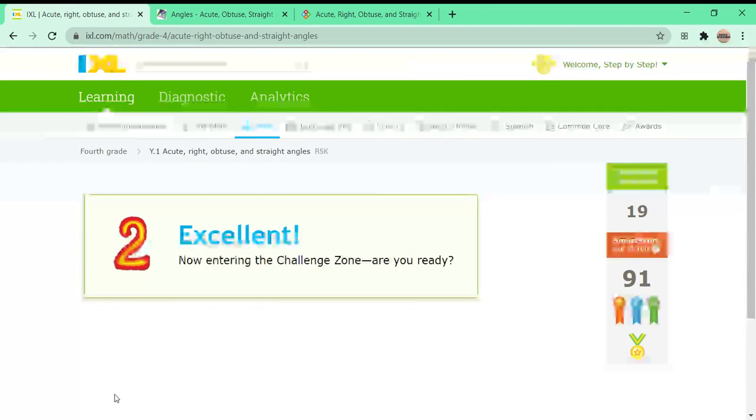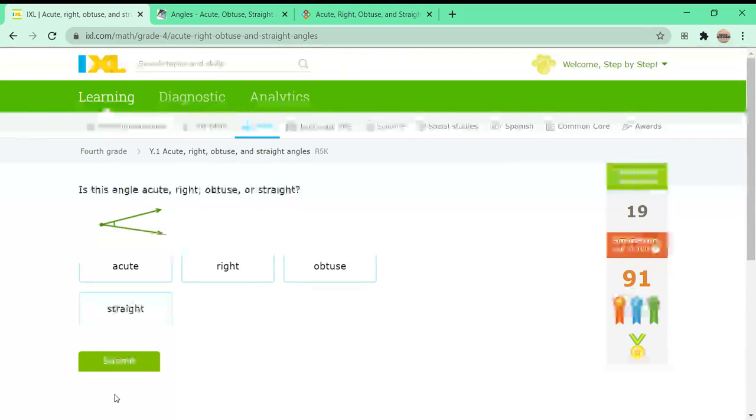Now entering the challenge zone. Are you ready? Okay. Is this angle acute, right, obtuse, or straight? We know that acutes are very tiny and less than 90 degrees, and we know that this is less than 90 degrees, so it's definitely acute.